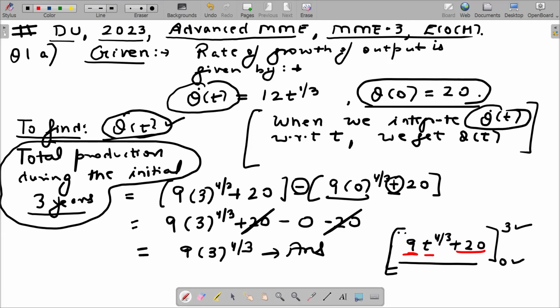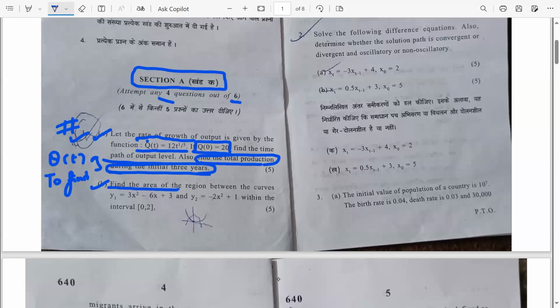So with this, we are done with question number 1, part A. Let's look at question number 1, part B. So coming back to the question paper. Find the area of the region between the curves y1 equals 3x square minus 6x plus 3, y2 equals minus 2x square plus 1 within the interval 0 to 2.